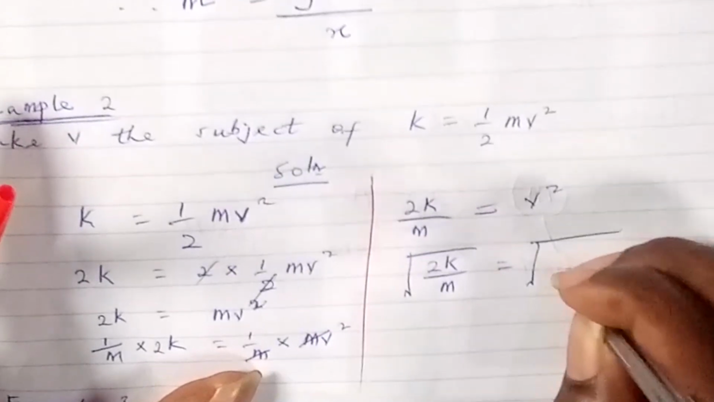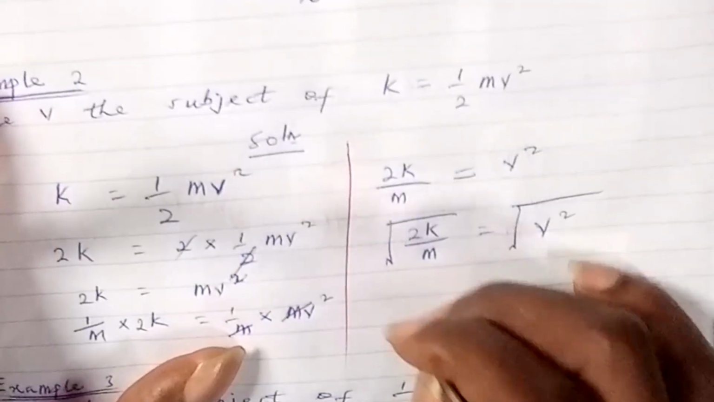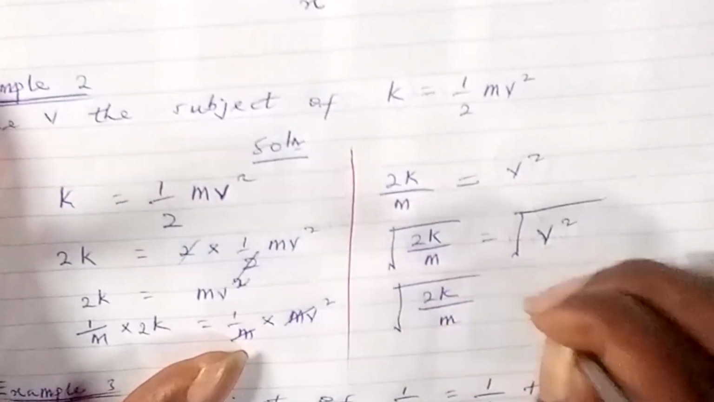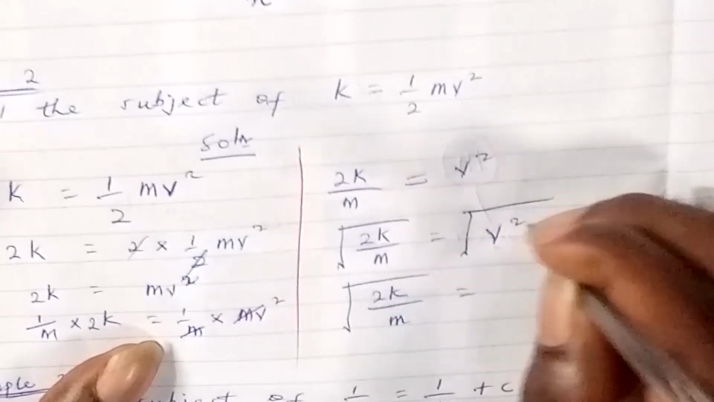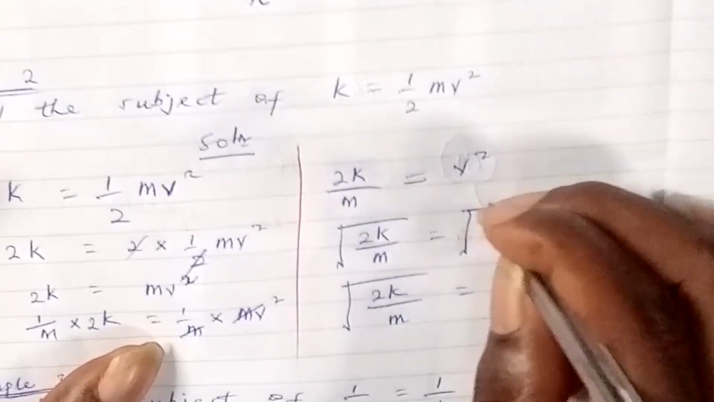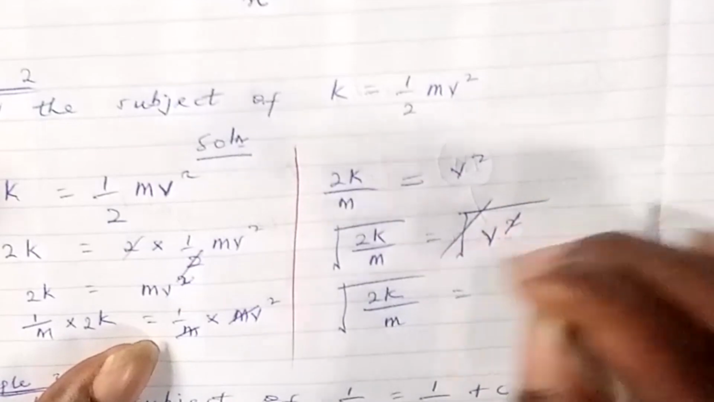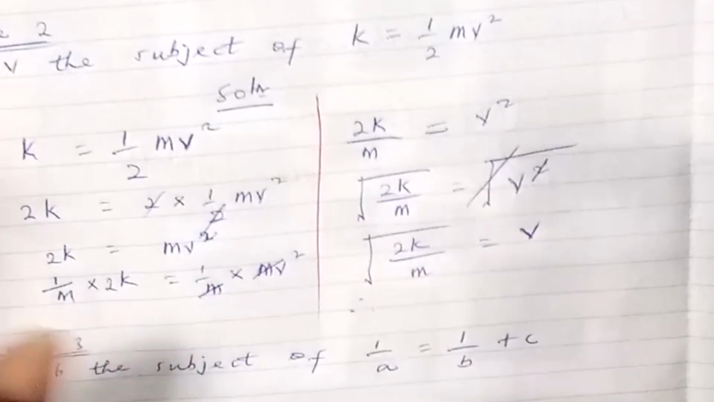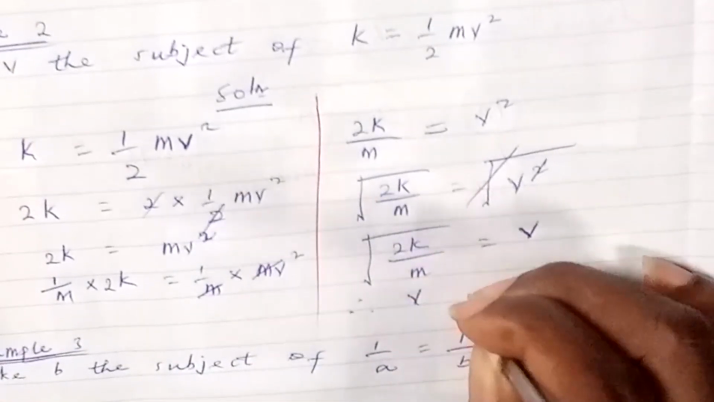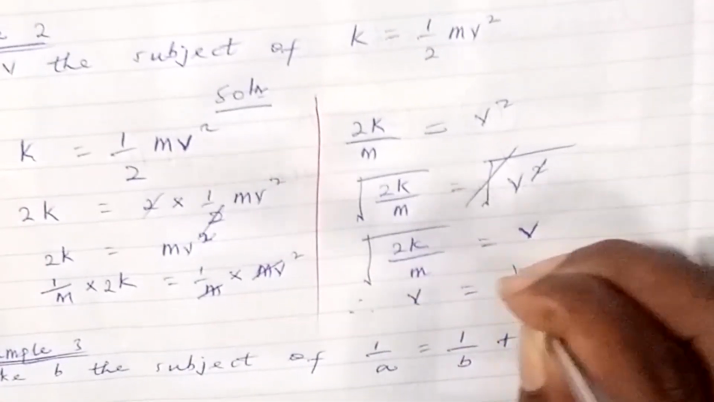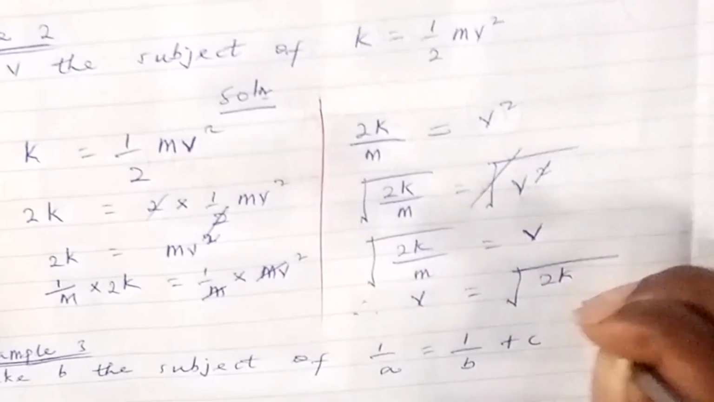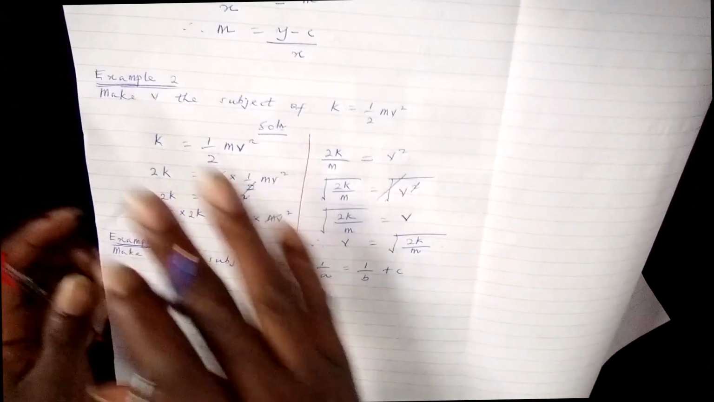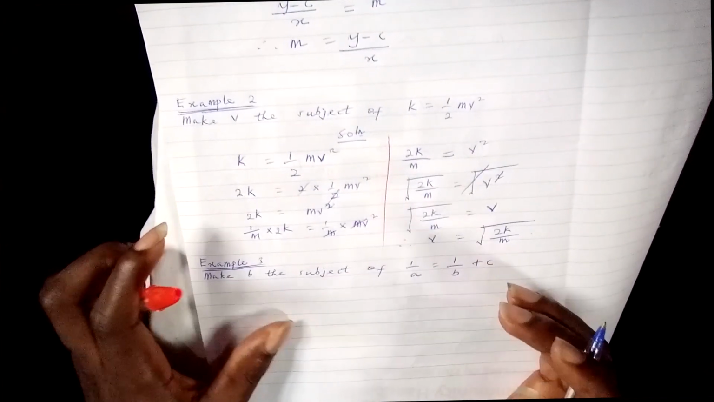This will be, so the square here will cancel the root sign, leaving only v. So you can conclude by saying, therefore, v is equal to root of 2k all over m. Now, example 2 has been solved.